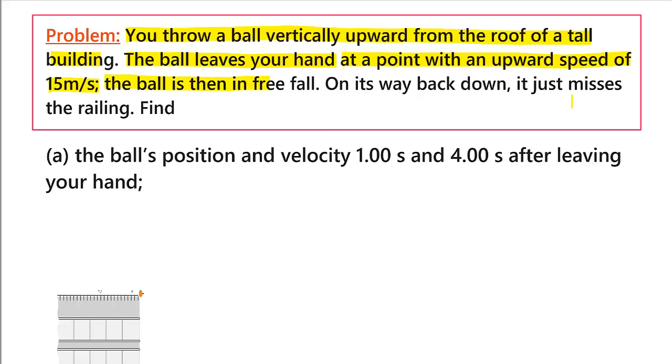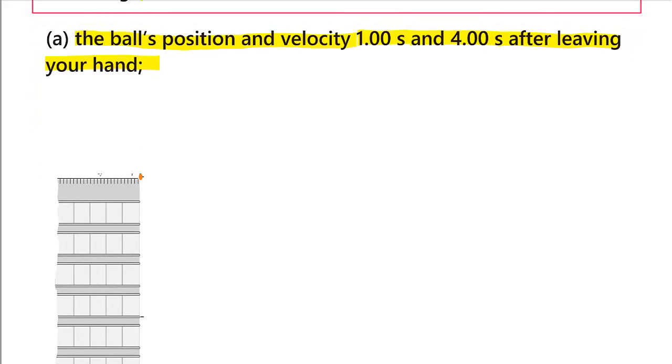The ball is then in free fall. On its way back down, it just misses the railing. The first part of the problem says to find the ball's position and velocity at t equals 1 second and t equals 4 seconds after leaving your hand. So we have to find the ball's position and velocity at t equals 1 second and t equals 4 seconds after this ball leaves your hand.